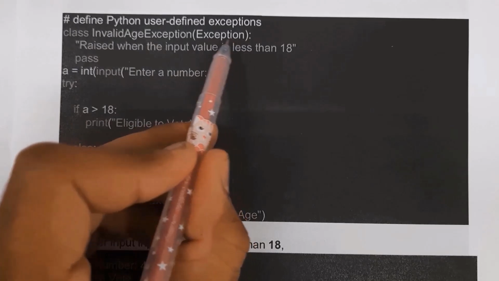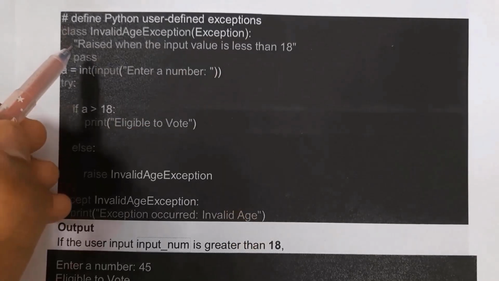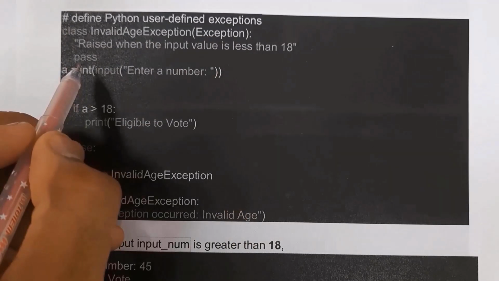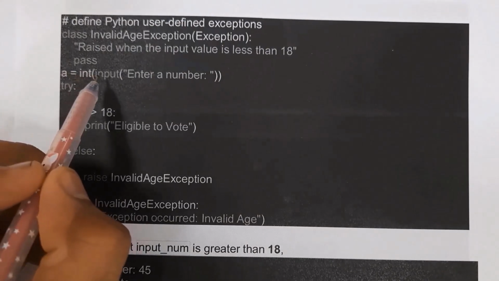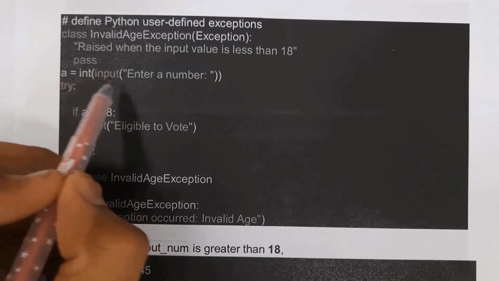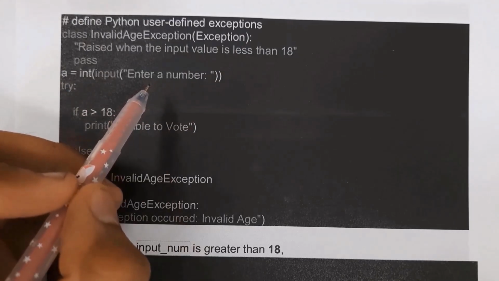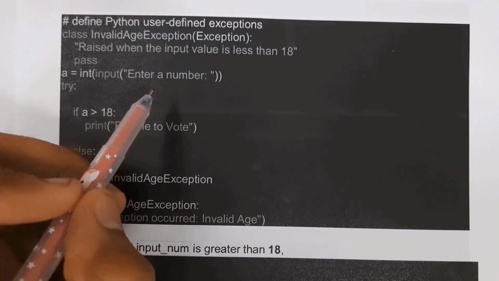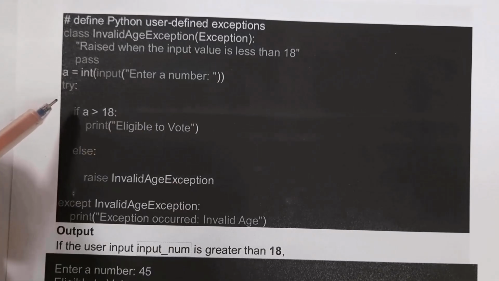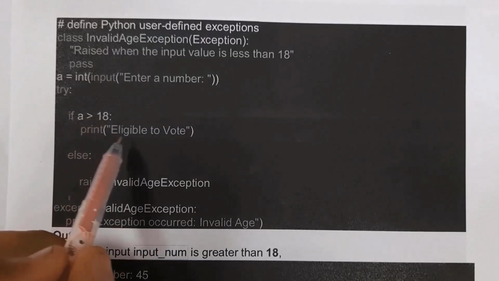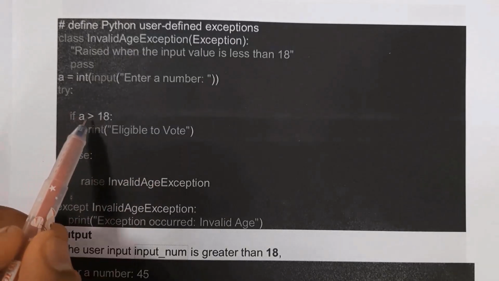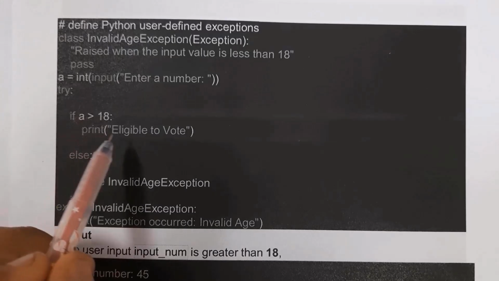And this InvalidAgeException is derived from the Exception class. So inside the brackets I took Exception. Inside this I am not writing any statements. I just write pass here. And next I write age equal to int of input of enter number. Whenever you run this line of code, you will get the output enter number, and you can give any integer value. And next inside the try block I write if age is greater than 18, I should get the output eligible to vote. So I write if age is greater than 18, print eligible to vote.